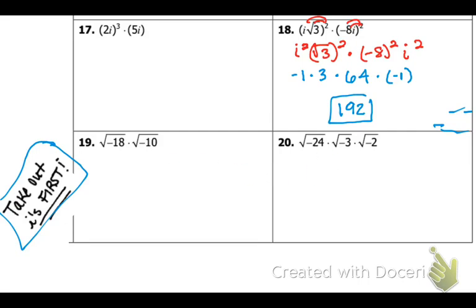So on the square root of negative 24, remember that this can be rewritten as the square root of negative 1 times the square root of 24. This one can be rewritten as the square root of negative 1 times the square root of 3, and the square root of negative 1 times the square root of 2. Now remember that all of these square roots of negative 1, these are all i's. So I have 1, 2, 3. And you're multiplying all of them.